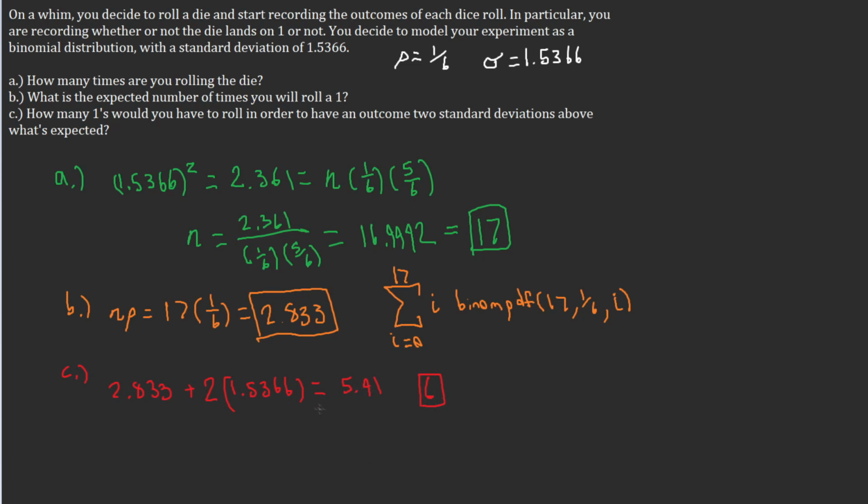But let's say, hypothetically, for the sake of argument, that when we carried out this operation, we got 5.41. In this case, we still do need to round up because we're asked how many ones we have to roll to have an outcome that is 2 standard deviations above what's expected. And so we need to make sure that our result of the experiment is actually above 2 standard deviations of the mean. And the only way to ensure that is to round up, regardless of what the actual integer or decimal value here is. We need to round this result up to ensure that our actual outcome is 2 standard deviations above the mean.